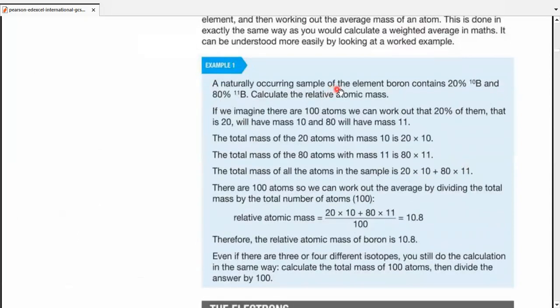For example, a naturally occurring sample of boron consists of 20% boron 10 and 80% boron 11. So let's take that 20 and multiply it by 10. Let's take that 80 and multiply it by 11. Add them up. Consider 100 atoms. Divide them by 100. You'll get the relative atomic mass of boron. That is 10.8. And that's how we work with it.